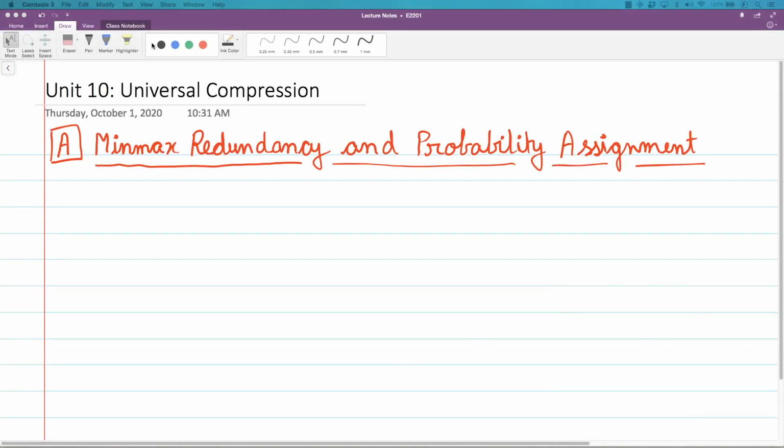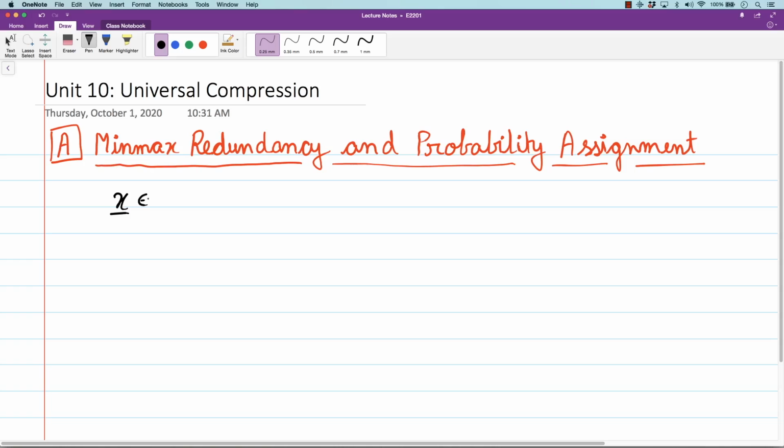This week we start unit 10 of the course, which is a unit on universal compression. Till now, we have been looking at design of source codes and design of compression procedures, where you see a sequence of symbols. Let's call the sequence x from some X^n. So this is the alphabet, and you see n symbols from that alphabet.